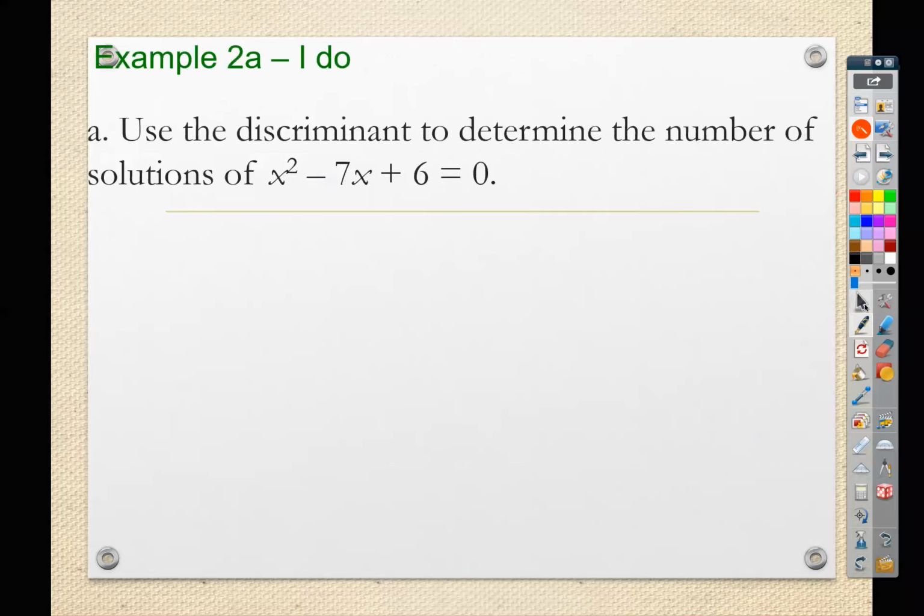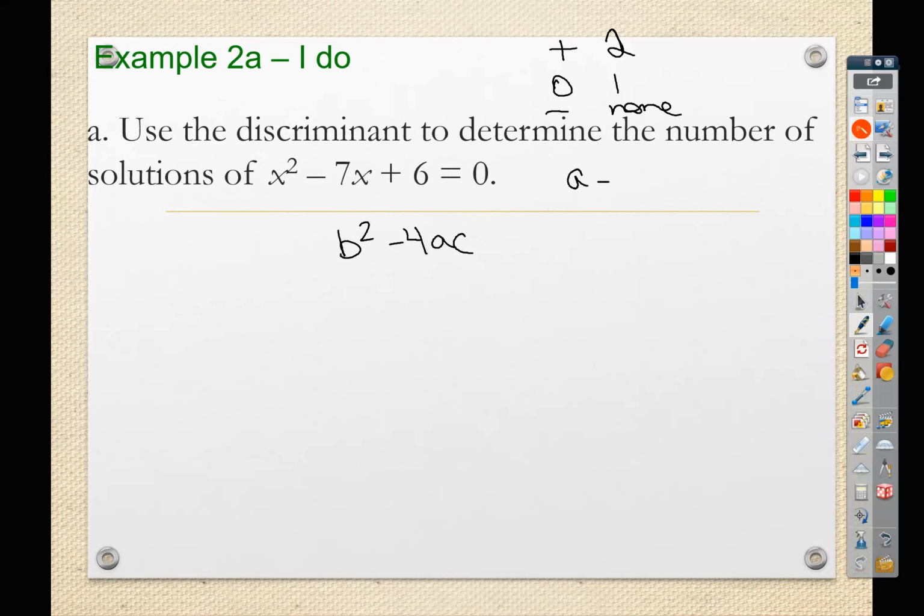Okay, so let's try this. So if we have positive, we have 2. If it's 0, we have 1. And if it's negative, we have none. So that's how this works. Okay, use the discriminant, which is b squared minus 4ac, to determine the number of solutions.